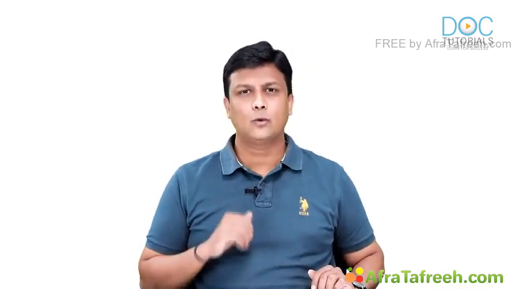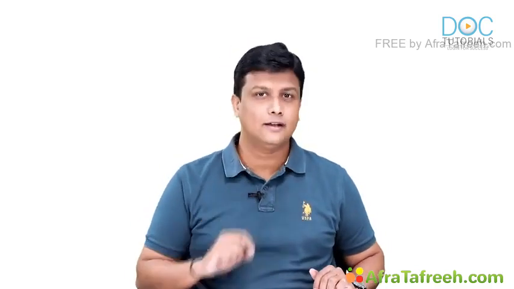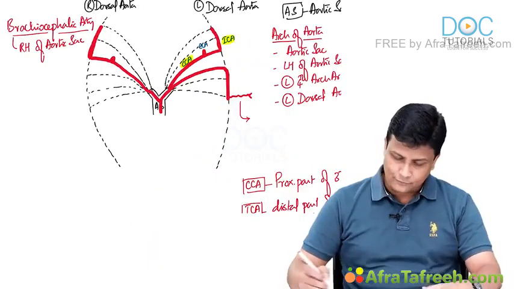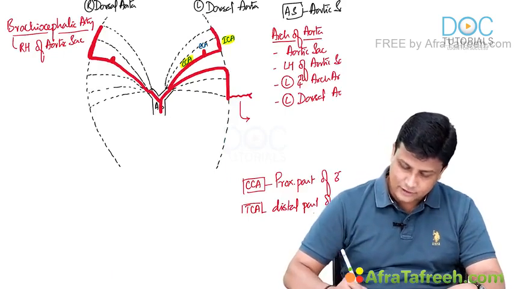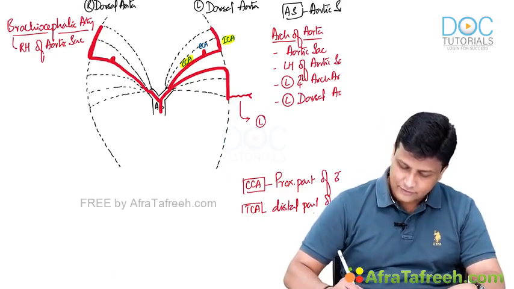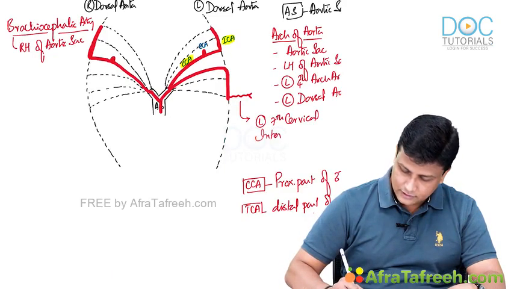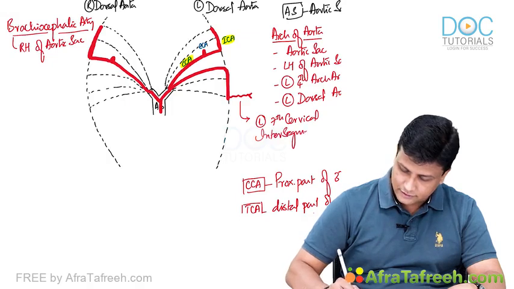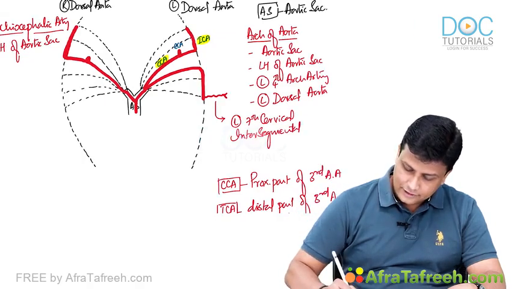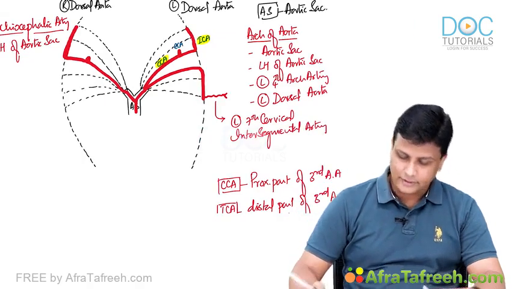Okay, fine. Which one is this? It is the 7th cervical intersegmental artery, of course towards the left side. So what is the complete name of this one? It is the left 7th cervical intersegmental artery.